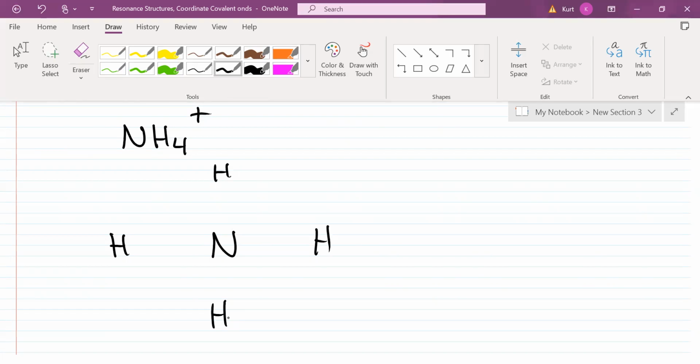You're going to need a coordinate bond, or you could have the nitrogen missing one. It'll work either way. There's more than one way to do it. If you make it work, you make it work. But I'm telling you, that's the geometry of it. It's going to be tetrahedral.